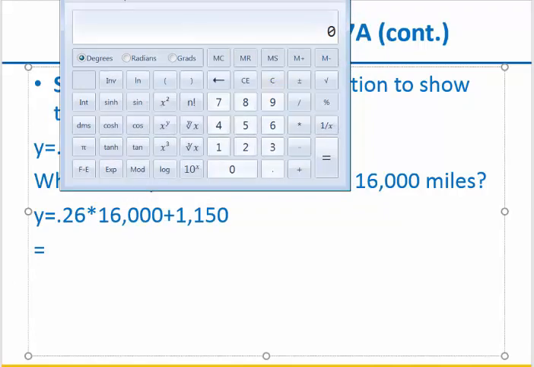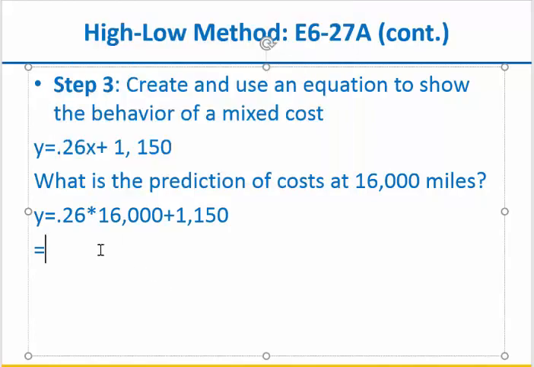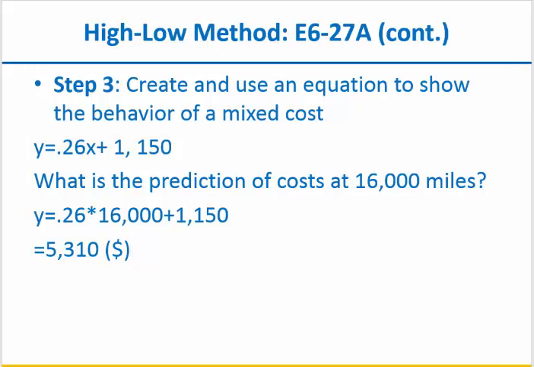So the result is, let me do that, 0.26 times 16,000. I get 4,160, then plus 1,150. I get 5,310 dollars. So therefore my prediction would be a cost of 5,310. That's a prediction if the van has 16,000 miles in the next month's operation. Alright, so that's about the high-low method.